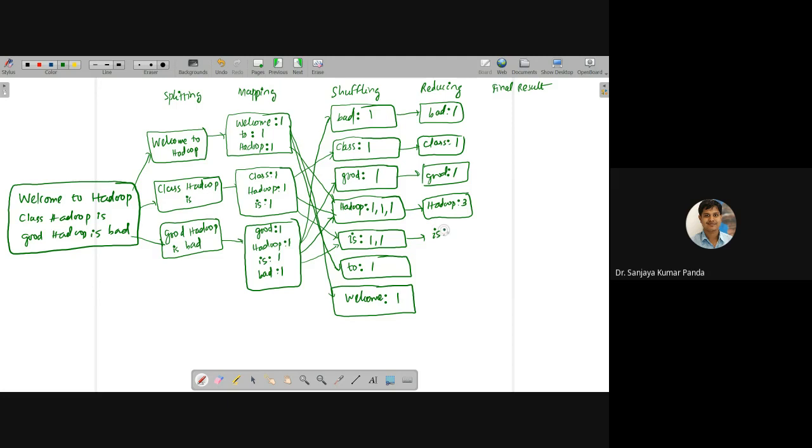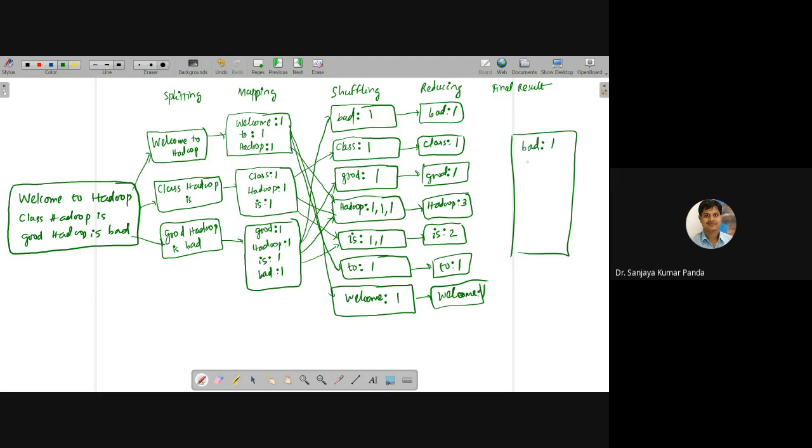Is repeated 2 times, and 2 is repeated 1 time, and welcome is repeated 1 time. Okay. So in the final result, you have to merge all.